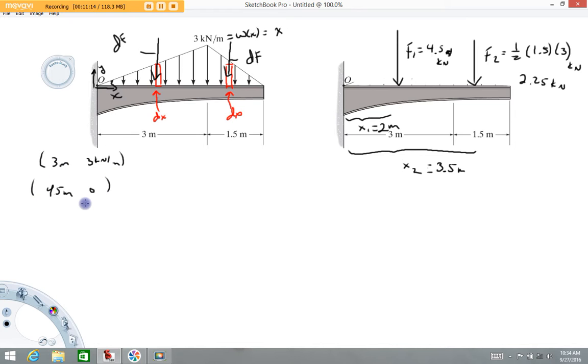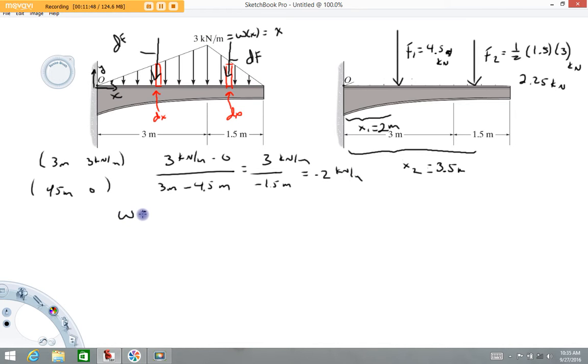The slope I can now get by taking the difference between these two. So I'm going to take 3 kilonewton per meter minus 0 kilonewton per meter over 3 meter minus 4.5 meter, which ends up being 3 kilonewton per meter over negative 1.5 meters, which is minus 2 kilonewton per meter. So now I know that the function for this load density looks like minus 2x plus an intercept. I'm going to go ahead and find that now.